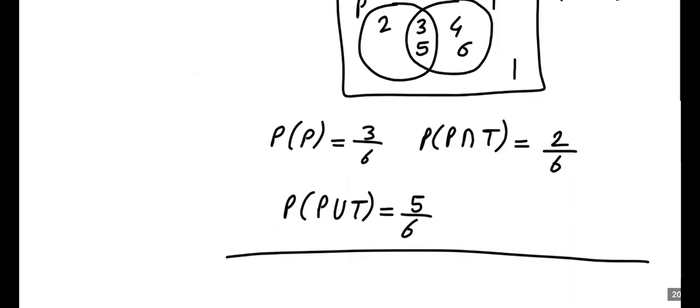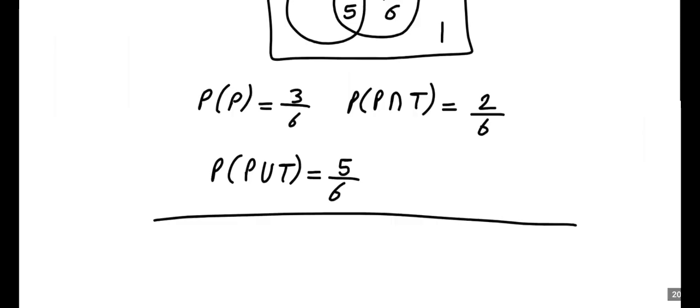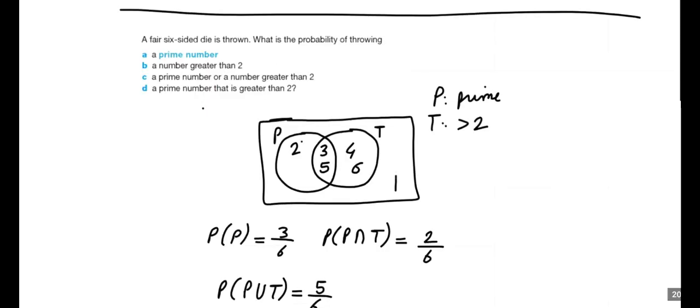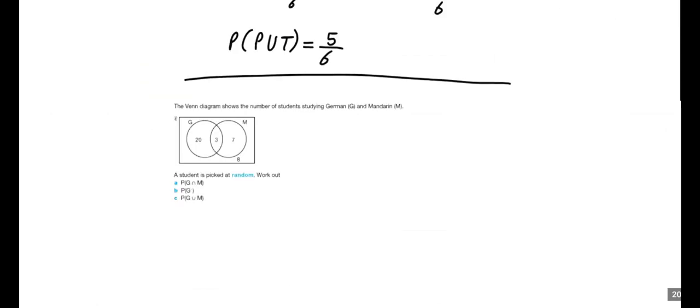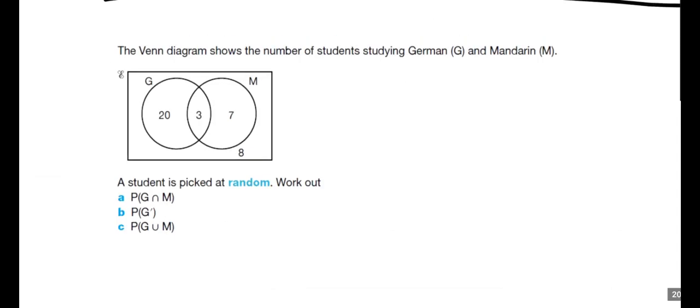Okay, so the next question is a slightly different one. As you can see over here, what do these numbers represent? They represent actual outcomes. Like 2 could be an outcome, 3 could be an outcome, 5 could be an outcome, right? Okay, let's try another question. Here, we instead have number of people. So 20 doesn't mean 20 is an outcome. 20 is the number of people in this region. 3 is the number of people in this region, and 7 and so on.